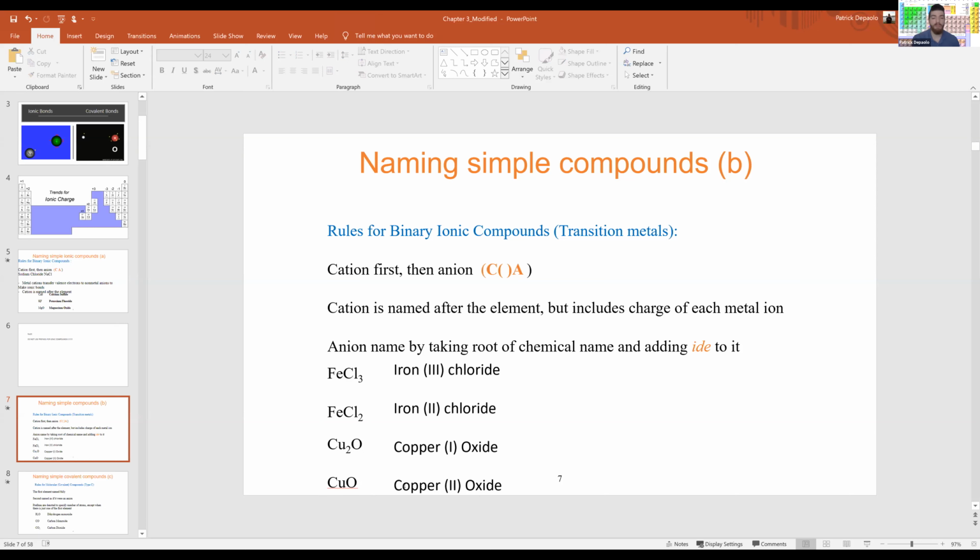But the main thing to keep in mind is that the Roman numeral is the charge of each metal ion. So I would suggest writing that down. It's the charge of each metal ion, not the total charge of the metals. Because in this case, for Cu2O, the total charge of the metals is +2 to counteract the -2. But each metal ion, since there are 2 of those, needs to have a charge of +1 for it to work out. So are there any questions on naming with transition metals?